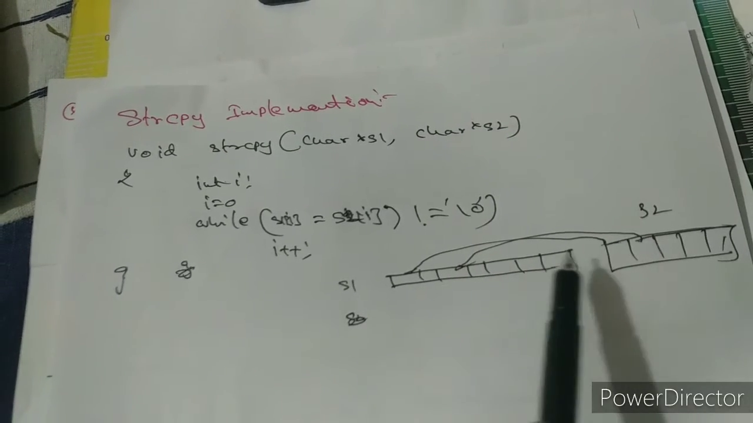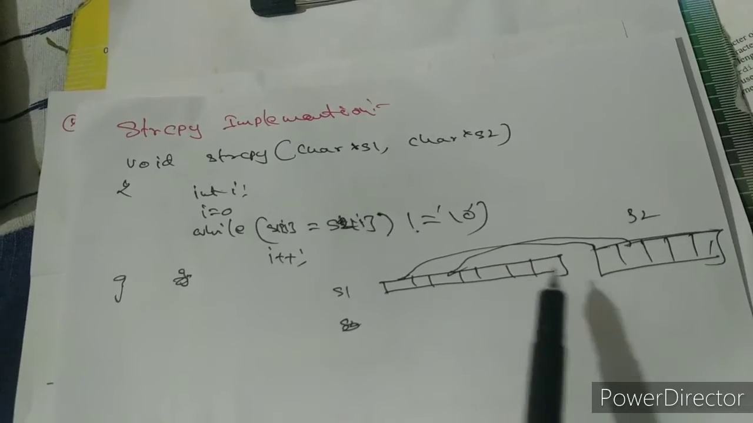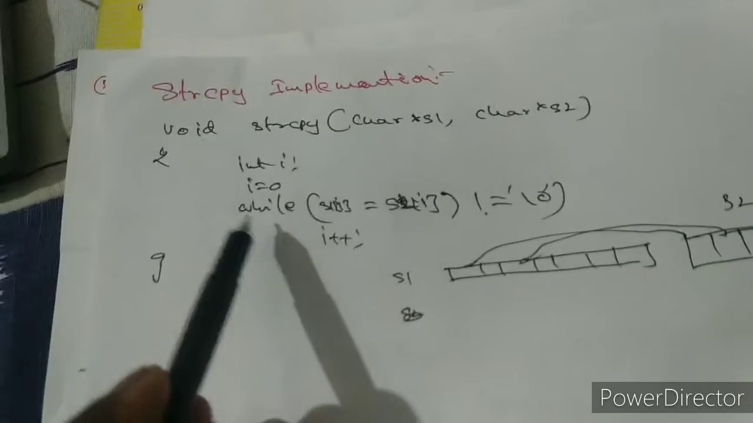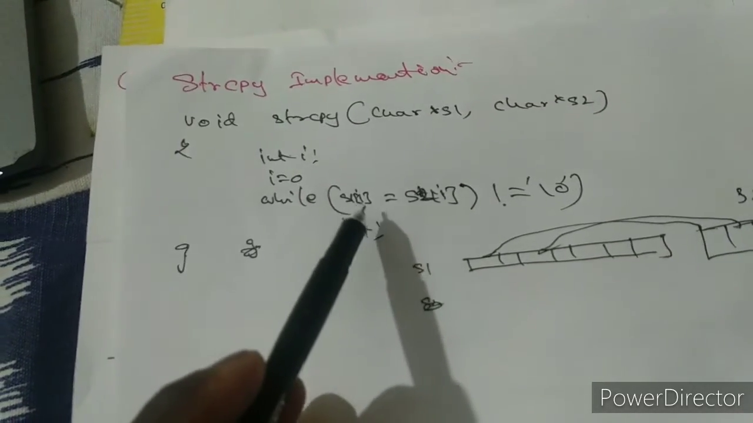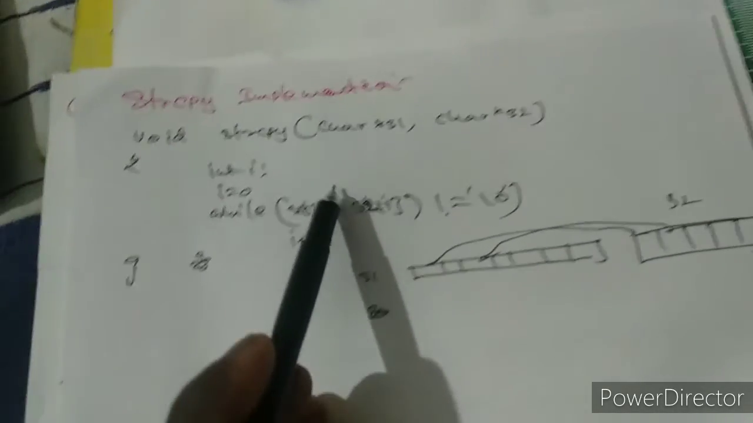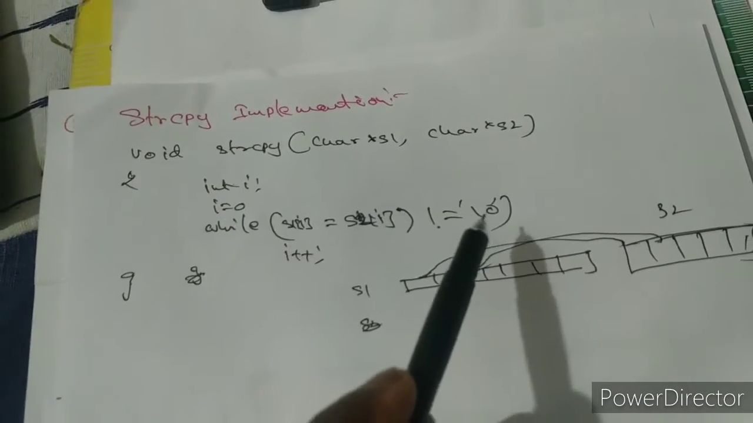You can explain this in an interview if anybody asks. Like this you can remember, the logic is very simple. Here s1[i] equal to s2[i] means it is copying, and it continues while not equal to the null character.